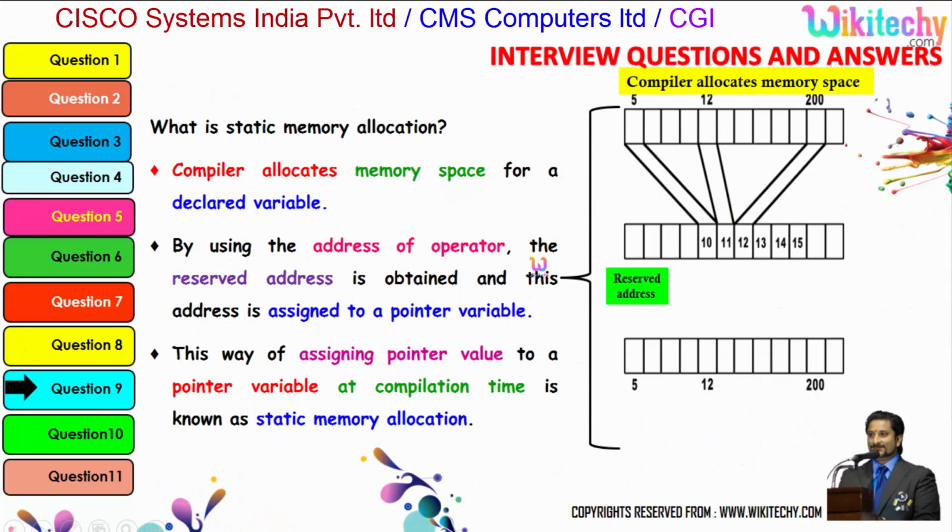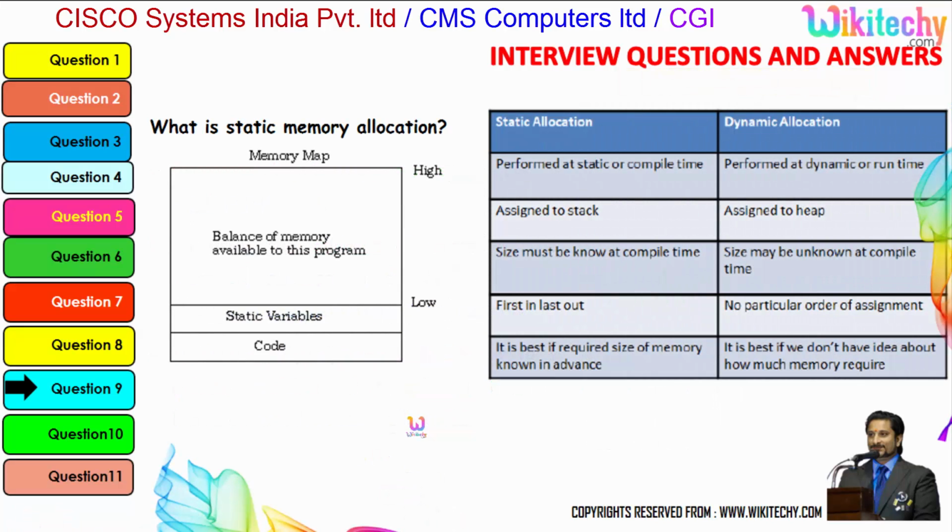Let's talk about a very important interview question: what is static memory allocation? The compiler allocates memory space for a declared variable. By using the address-of operator, the reserved address is obtained and the address is assigned to a pointer variable. This way of assigning a pointer value to a pointer variable at compilation time is known as static memory allocation. You can see it here. Here is the variable. Once the variable is declared, the memory is automatically allocated and the rest of the memory is available for the program to execute.